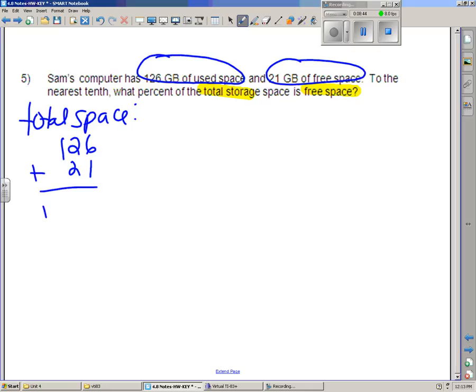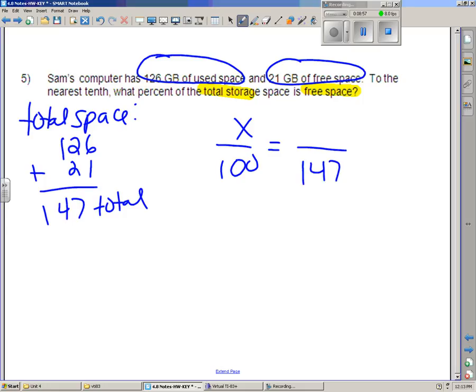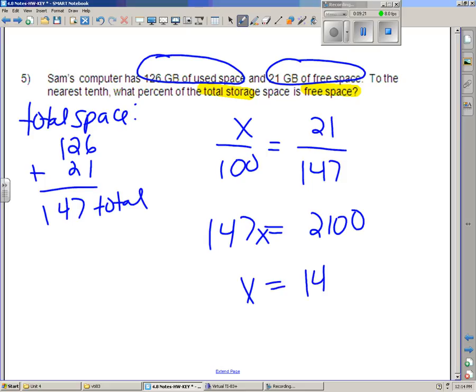That's total. So now when we do the percent, we say, well, percent over 100 is going to be the total, the of, and we know that the free space we happen to have here, what percentage total is free space? The free space is the 21 gigabytes. So x over 100 equals is over of. And we cross multiply here, we get 147x equals 2100. Divide both sides by 147, and x ends up becoming 14.3 something.